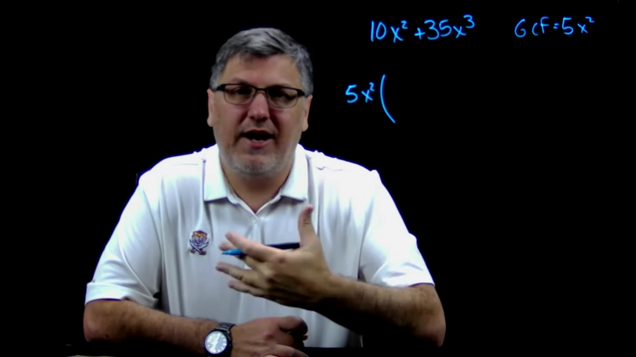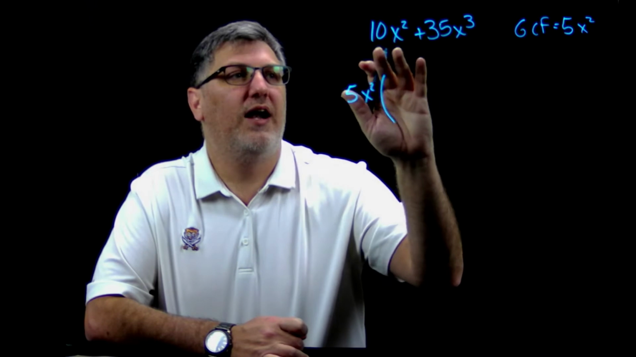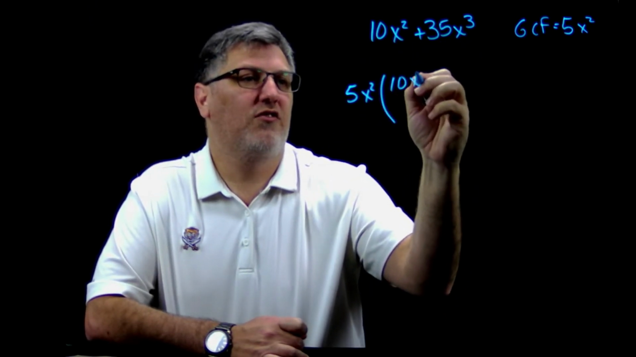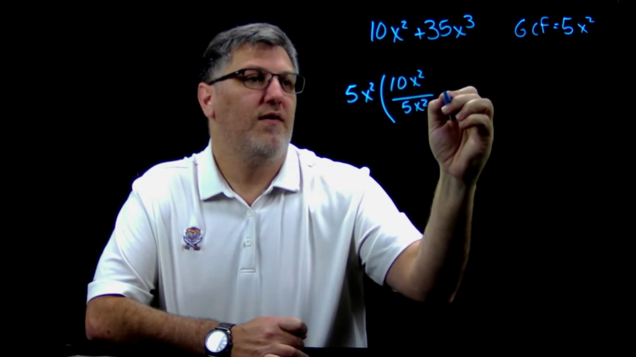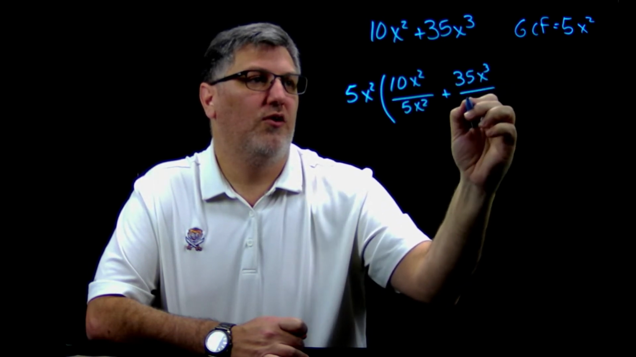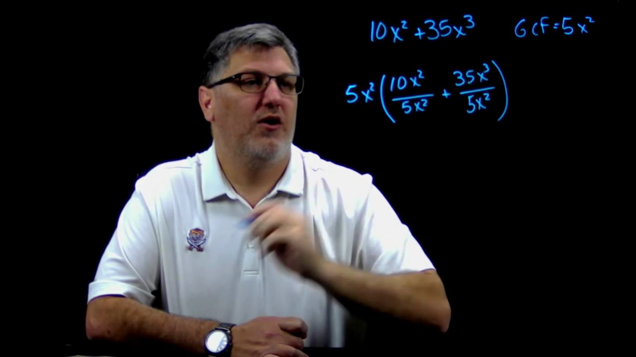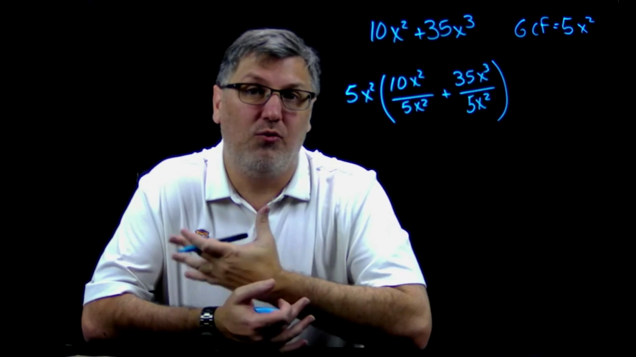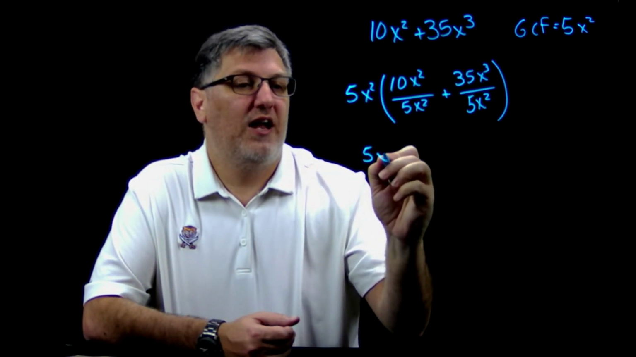Well, I can't change the equation. So if I want to multiply by this 5x squared, that means I have to divide both of these by 5x squared. So I have 10x squared divided by 5x squared plus 35x cubed over 5x squared. Okay, so from here, all we have to do is simplify our expression, and we are done factoring the greatest common factor. So I have my 5x squared.